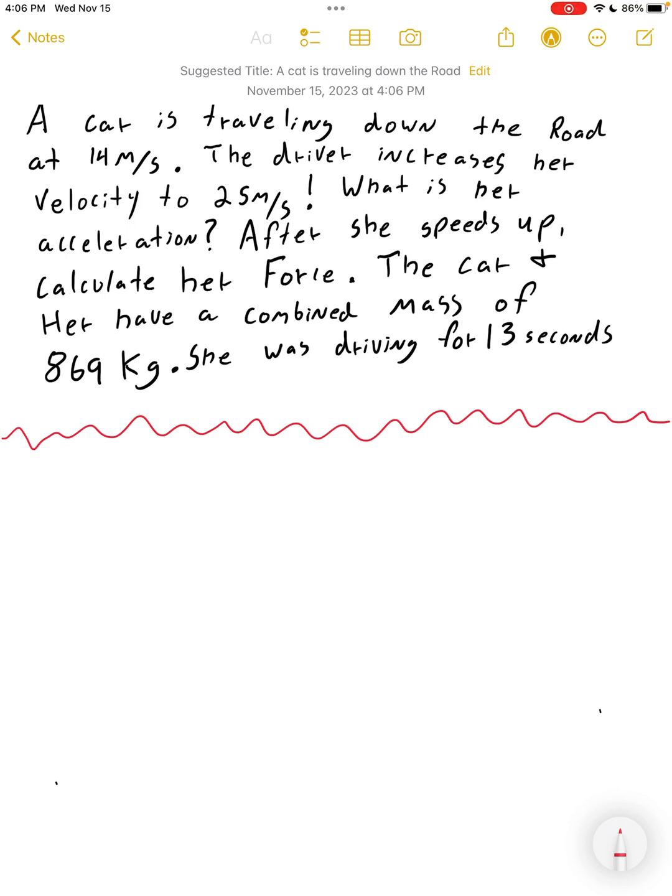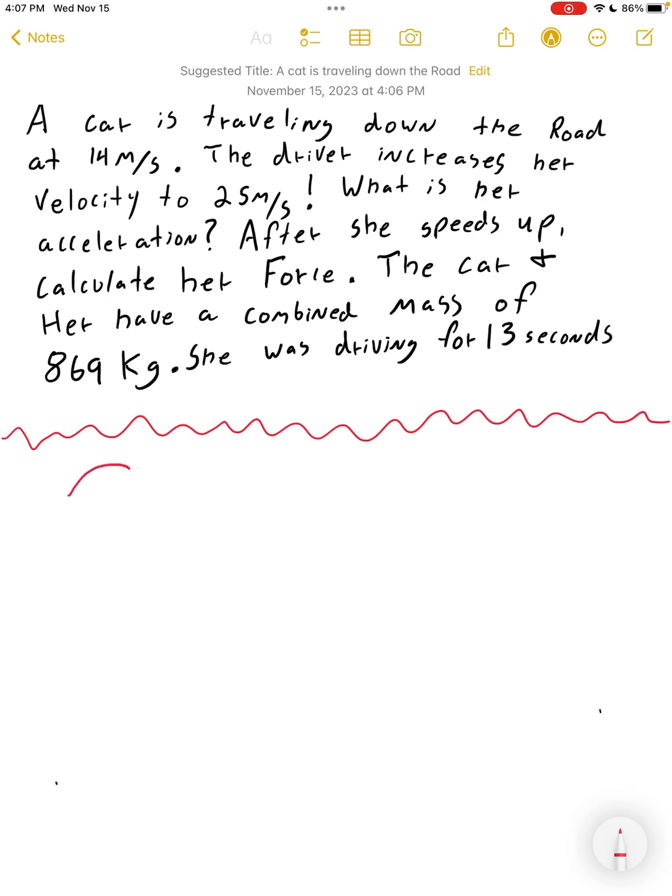Okay, so the question says, a car is traveling down the road at 14 meters per second. The driver increases her velocity to 25 meters per second, so she definitely sped up. What is her acceleration? After she speeds up, calculate her force. The car and her have a combined mass of 869 kilograms. The way I estimated that, one of my favorite vehicles is a Volkswagen Beetle. So I found a 1970 Volkswagen Beetle, which had a mass of 819 kilograms, and then just added in a 50 kilogram person. And she was driving for 13 seconds. So a lot of good stuff there.